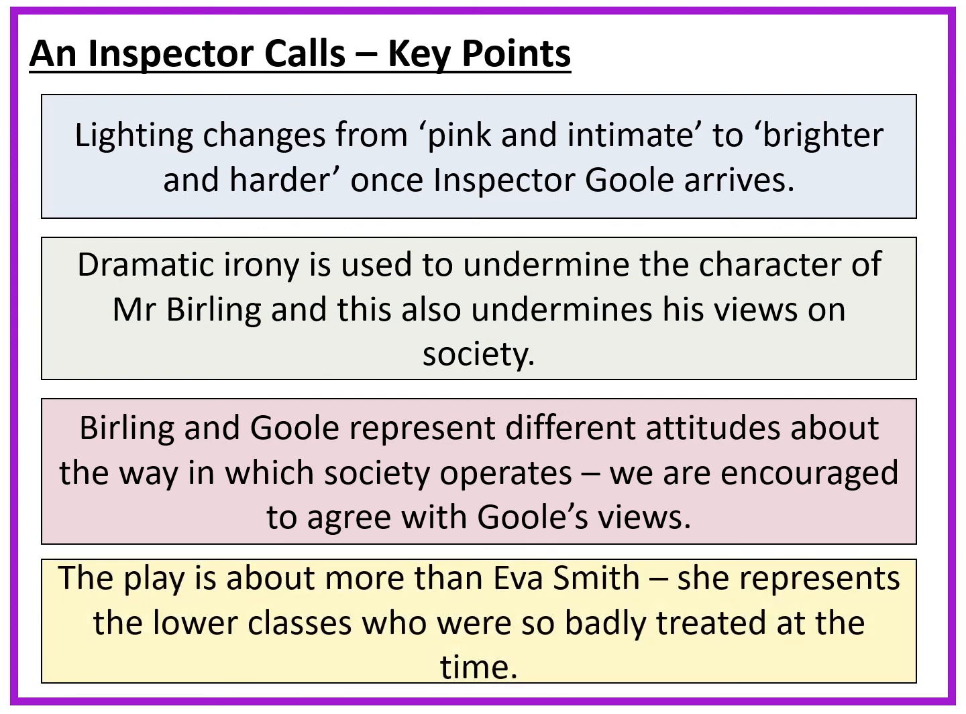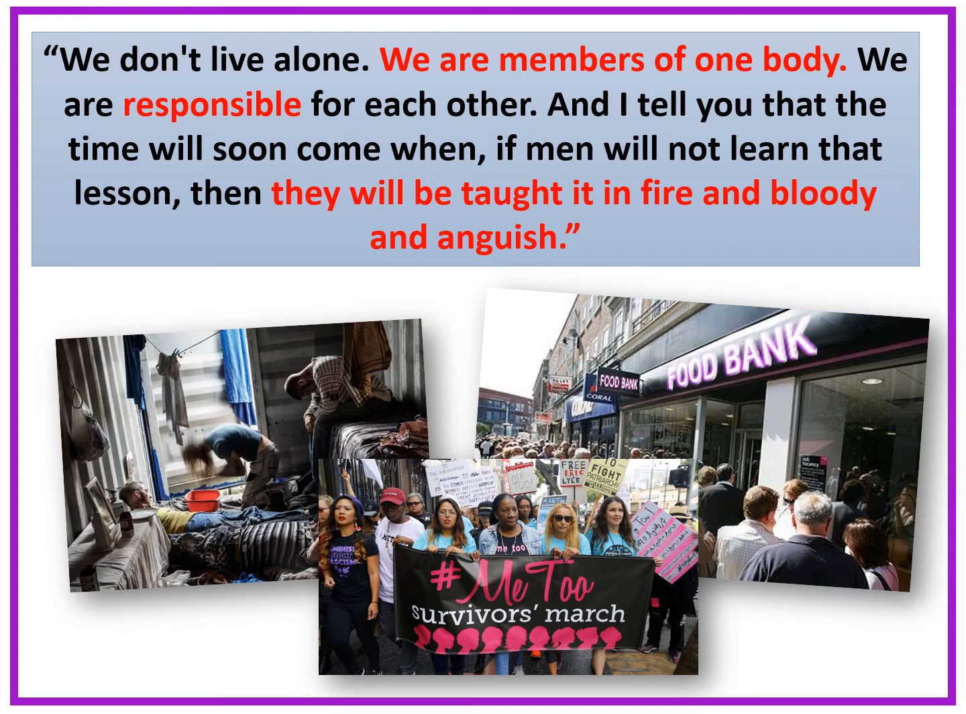The play is about more than the suicide of Eva Smith. She represents the lower classes who were so badly treated at the time. Priestley's final message is about looking after one another, taking responsibility for the weaker and more vulnerable members of society. And in that sense, we can say that the play is still very relevant today. If we look at what is going on around us in the world, Priestley's message is still incredibly important.